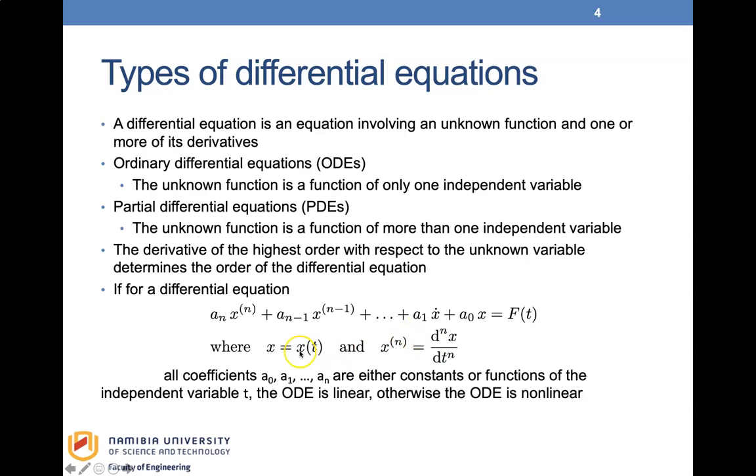So if for a differential equation like this one that we've given, which is a function of time, all coefficients, these coefficients a_0, a_1 up to a_n, are either constants or functions of the independent variable t, then the ordinary differential equation is linear. Otherwise, the ordinary differential equation is nonlinear. So what are we saying? This is a differential equation, and if all these coefficients are either constants or functions of the independent variable t, then the ODE is linear. If they are not constant or not functions of the independent variable t, then that will introduce another derivative, and so the ordinary differential equation becomes nonlinear.